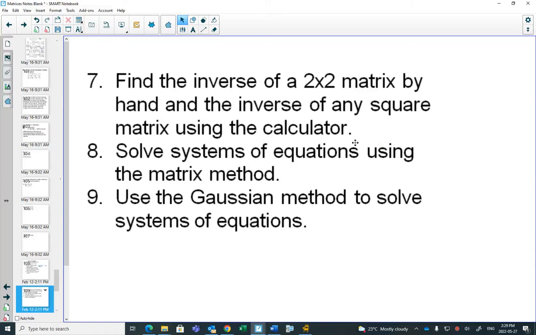Find the inverse of a 2 by 2 matrix by hand and the inverse of any square matrix using your graphing calculator. If you need to borrow a calculator on that day, you can. Solve using the matrix method. That's using the inverse. The matrix method is when we use the inverse, and using the Gaussian and Gauss-Jordan methods to solve systems of equations.